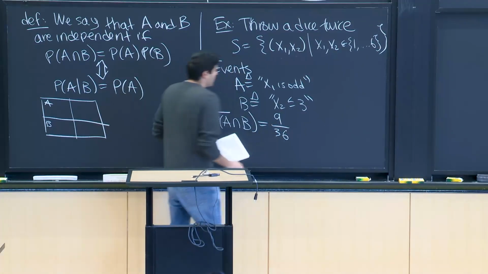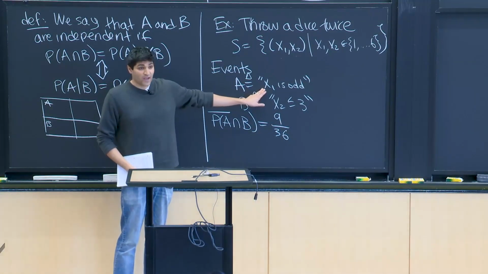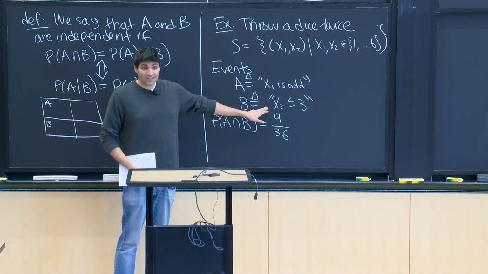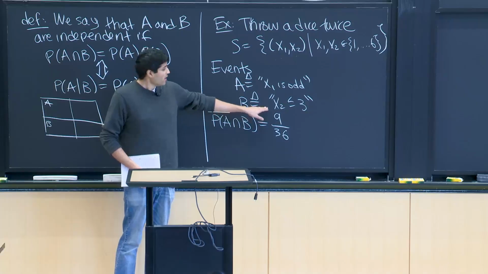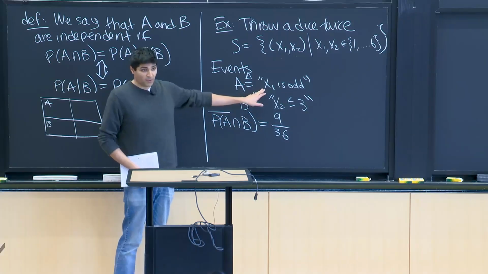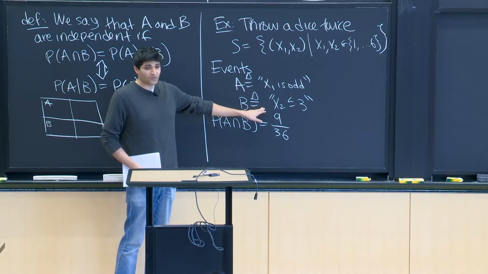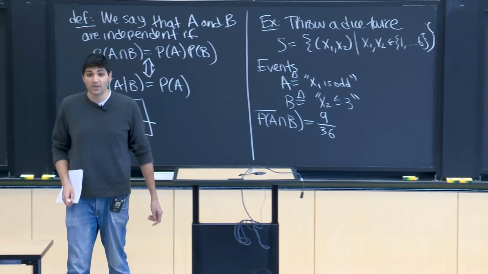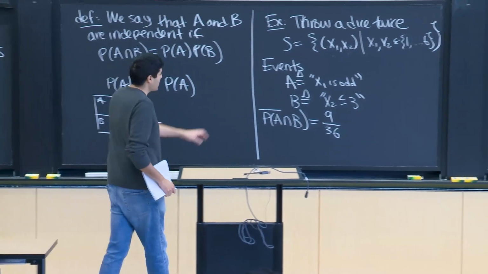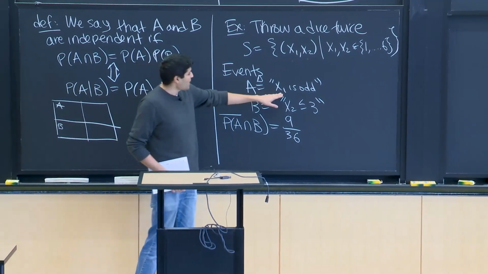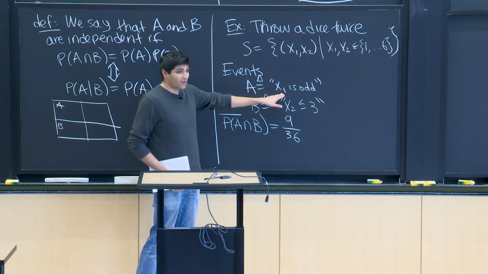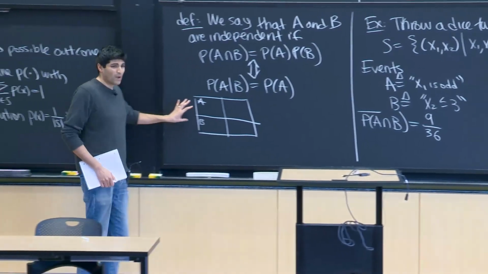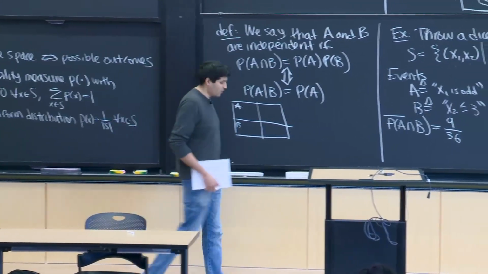Why is it 9? Because I have 3 possibilities for x1 is odd, 1, 3, 5. I have 3 possibilities for x2 is at most 3, 1, 2, 3. And every choice of one of the possibilities for A and every choice of one of the possibilities for B defines a possible outcome that satisfies both A and B. So they're independent because they have this kind of product structure: whatever happens for A, I can choose something there, and then I can define something that happens for B. So literally, if you think about it the right way, it really represents this picture.